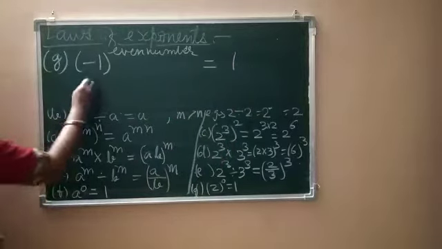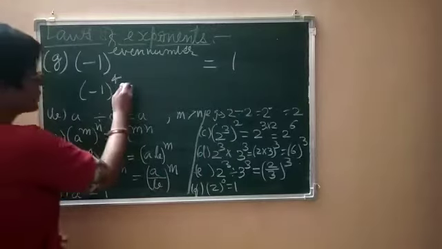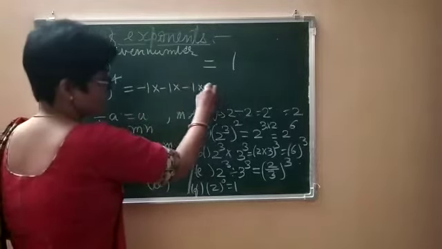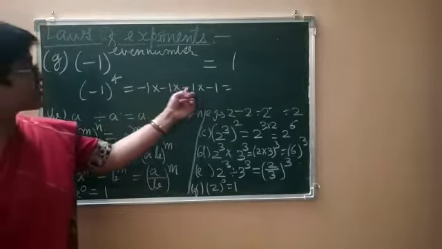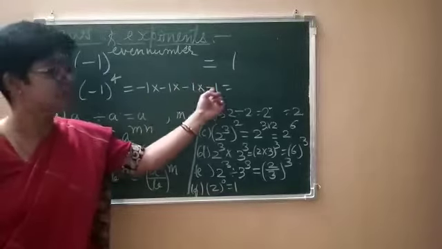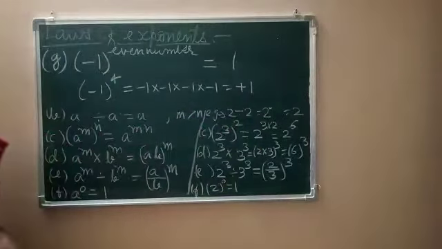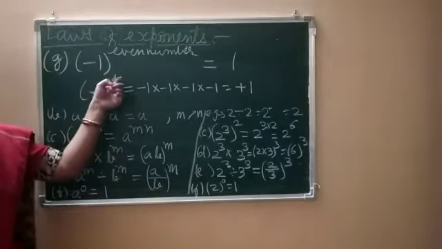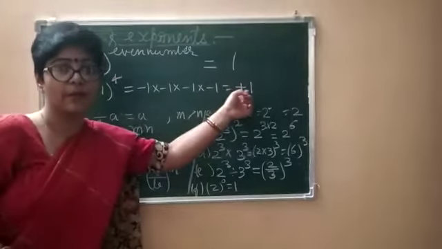Now say minus 1 raised to the power 4. What would it become? Minus 1 into minus 1 into minus 1 into minus 1. You see? Minus minus plus, plus minus minus, minus minus plus. So it will become plus 1. So if any negative number has an even number as its power, then you will get a positive number.